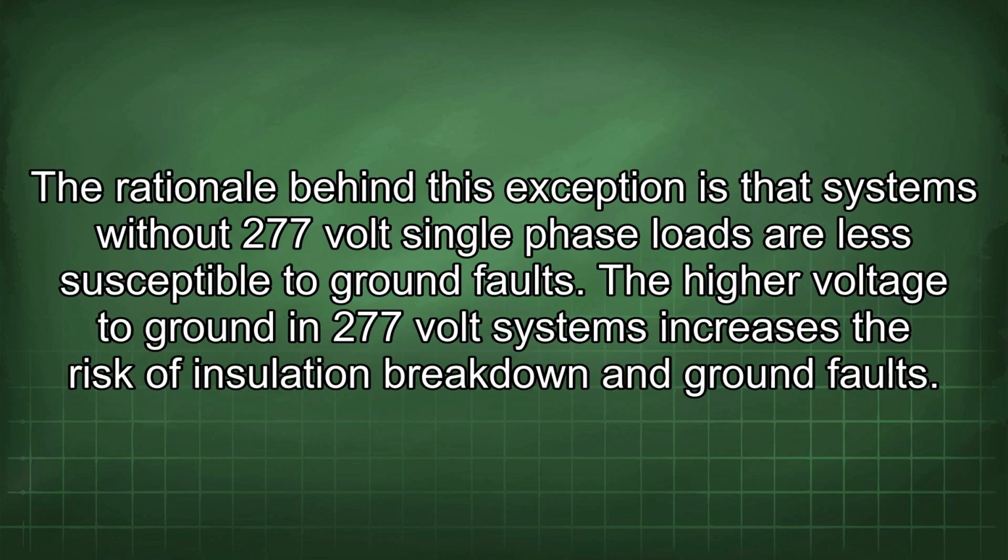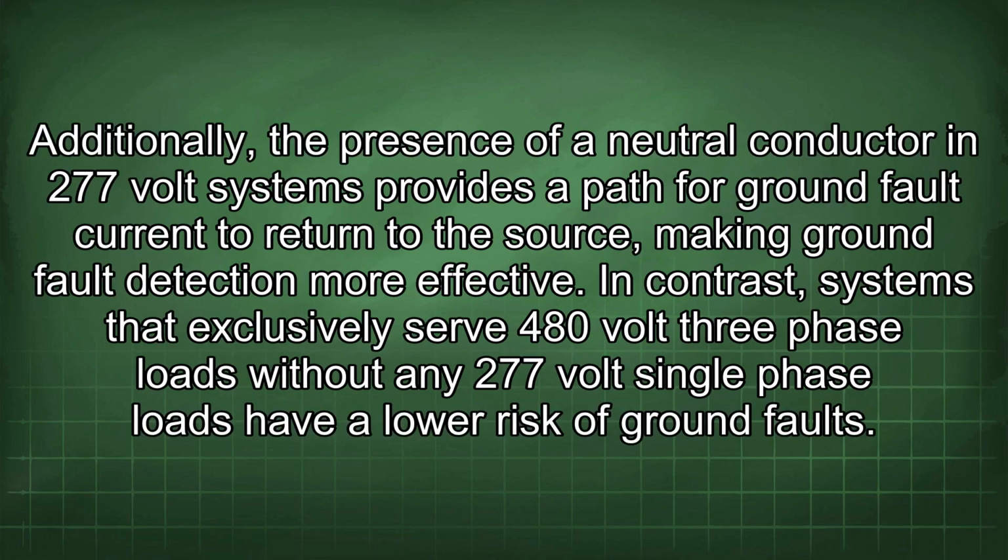The rationale behind this exception is that systems without 277-volt single-phase loads are less susceptible to ground faults. The higher voltage to ground in 277-volt systems increases the risk of insulation breakdown and ground faults. Additionally, the presence of a neutral conductor in 277-volt systems provides a path for ground fault current to return to the source, making ground fault detection more effective.